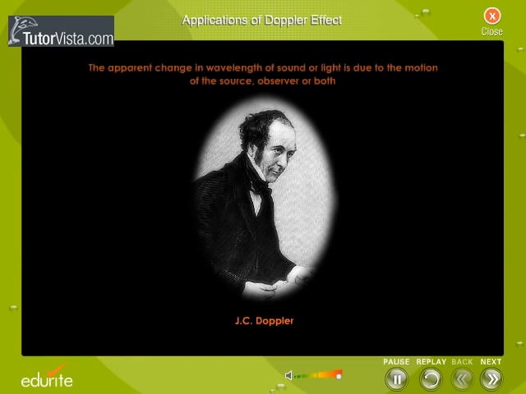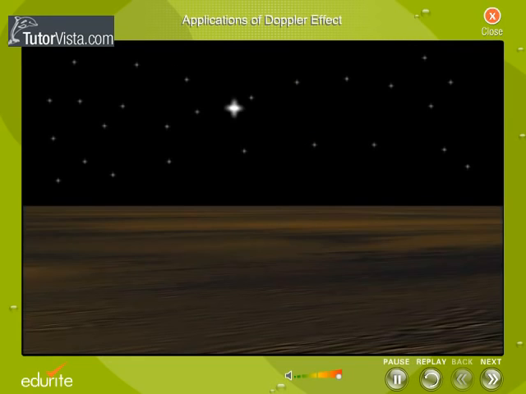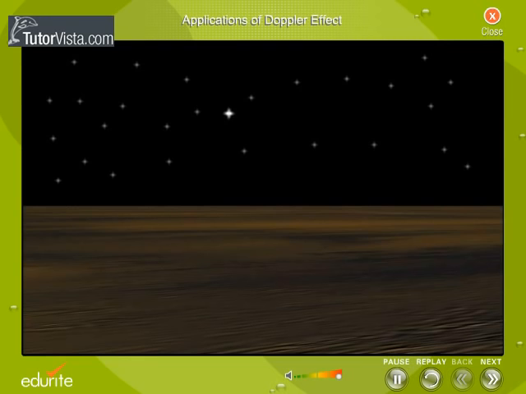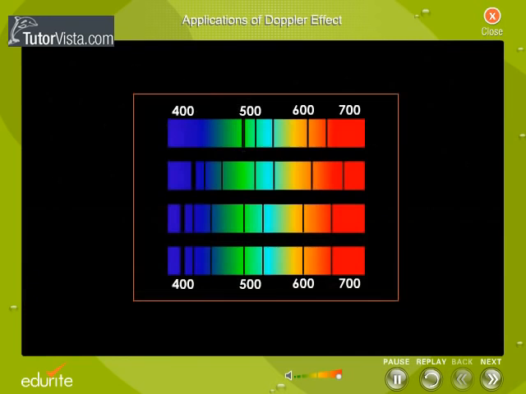According to the Doppler effect, the apparent change in wavelength of sound or light is due to the motion of the source, observer, or both. Doppler effect is observed in light also. Suppose a star recedes from Earth, then the frequency of the light emitted by the star decreases or wavelength increases. Thus, the spectral lines are shifted towards the red end of the spectrum. This is called redshift. Similarly, when a star moves towards the Earth, the spectral lines shift towards the blue end of the spectrum.